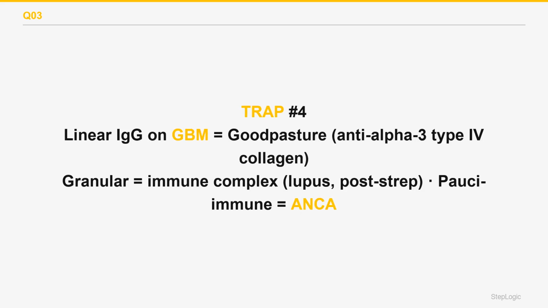Trap 4. Immunofluorescence patterns in glomerulonephritis. Linear means anti-GBM, Goodpasture. Granular means immune complexes, lupus or post-streptococcal. Pauci-immune, with no deposits, means ANCA vasculitis. The pattern tells you the disease.